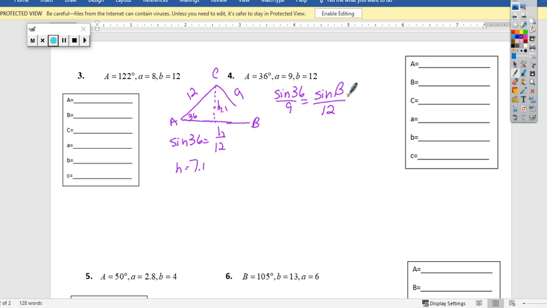Again, we need to use those inverse trig functions to find B. So B is going to be the inverse sine, cross multiplying this way, 12 times the sine of 36, divided by 9. And when you put all that into the calculator, I got B to be about 51.6.